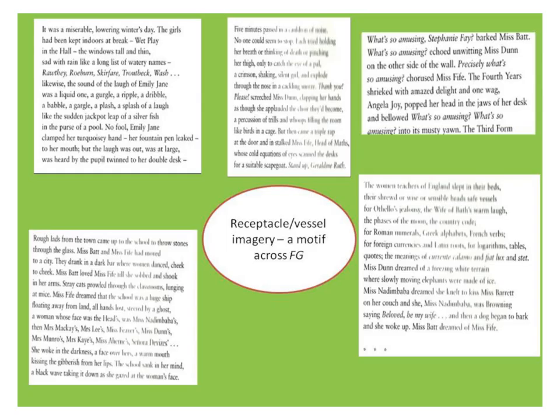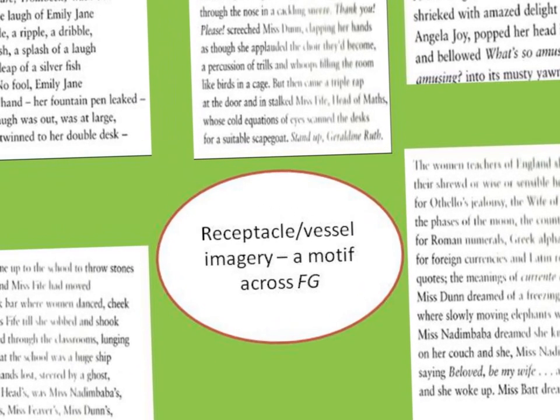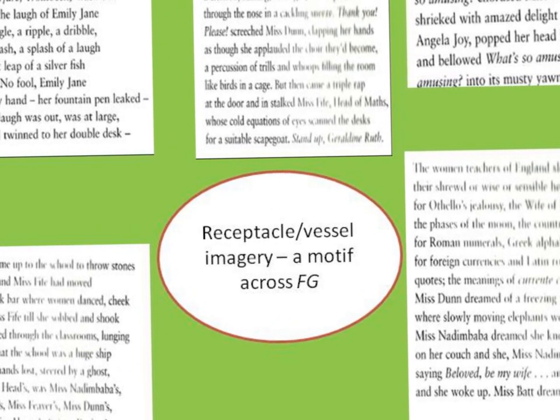Okay, our final language area here, our fifth of five, is looking at receptacle or vessel imagery. This is a motif, a recurring pattern of repeated imagery across the entire collection of Feminine Gospels. I guess where this originates from is again a very misogynist context, going back to biblical presentations of women as empty vessels, as an empty space.